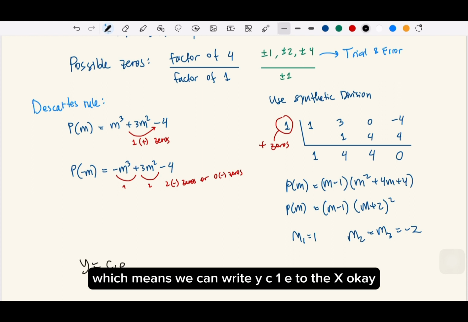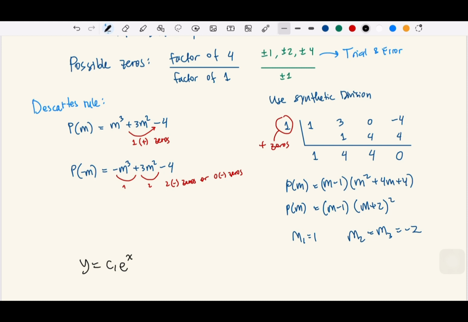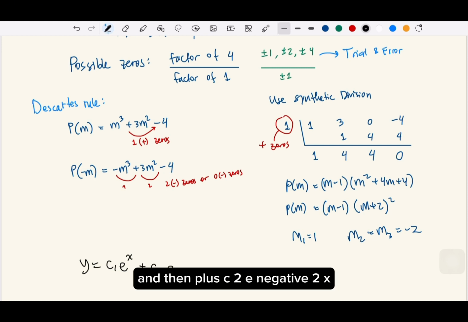So m1 is 1 and m2 equals m3 is negative 2, which means we can write y equals C1 e to the x, okay, and then plus C2 e to the negative 2x. But since m3 is equal to m2, we write C3 x e to the negative 2x, okay? And that's the whole expression.